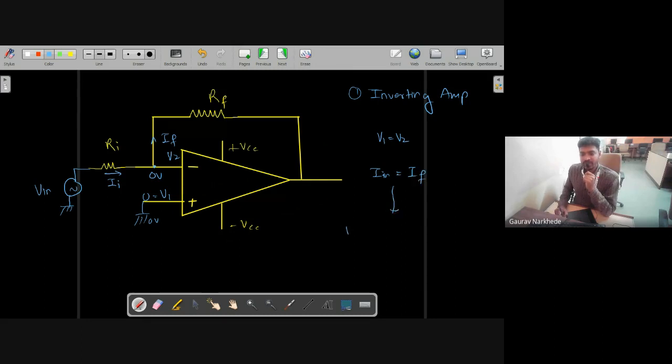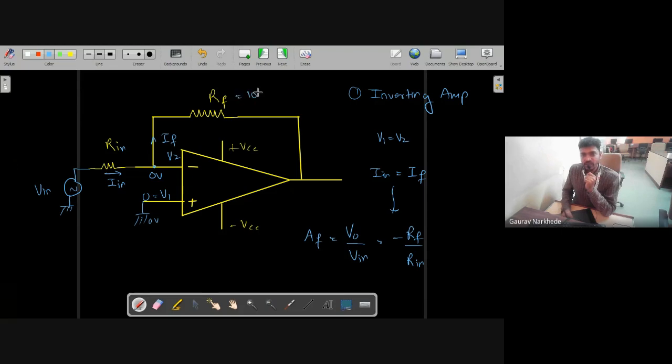We solved this and found that V naught by V in, that is the gain of the amplifier with feedback, of this inverting amplifier, is nothing but minus RF divided by R in, the input resistance. So yes, this is your inverting amplifier.